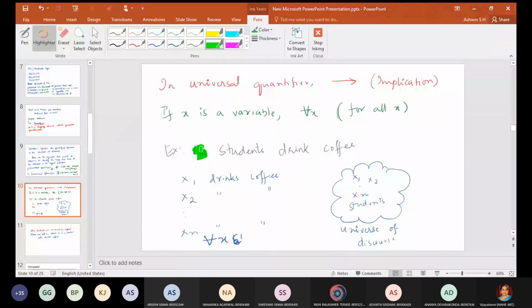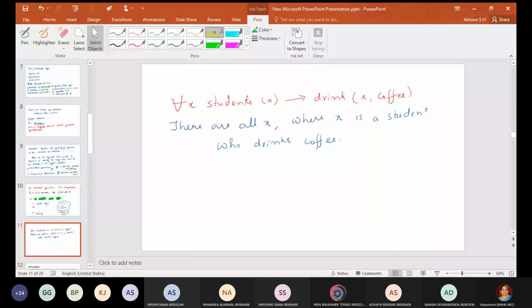All students drink coffee. What I want to convey is that all students in the universe of discourse x1, x2, xn, all these students drink coffee, which means that x1, x2, xn, any number here, there may be 10, 15, 20, whatever it is, they all drink coffee. So it should be represented in this way. This is the universal quantifier, for all x, where x is a student. This is what we are representing. So drinks coffee, in this way we are representing it in FOL.